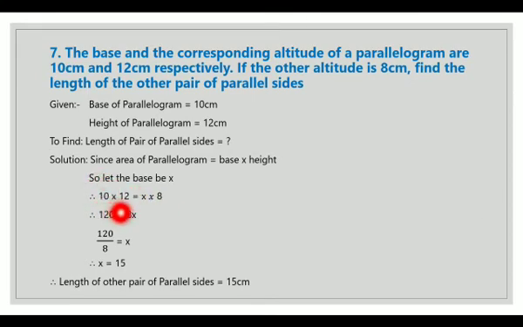So 120 equals 8x. So 120 upon 8 equals x. So 8 ones are 8, 8 fifteens are 120. So x equals 15. So length of other pair of parallel sides equals 15 centimeter.